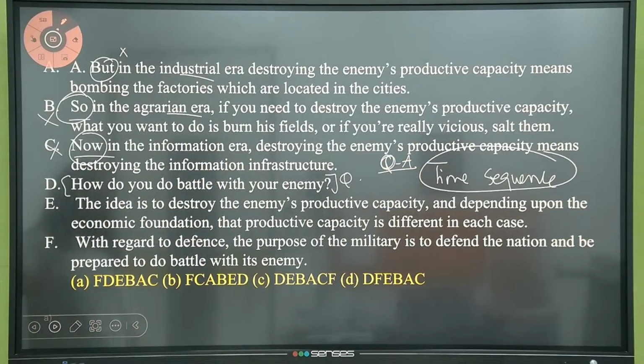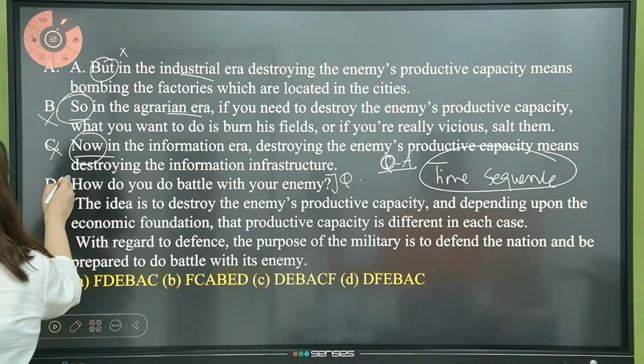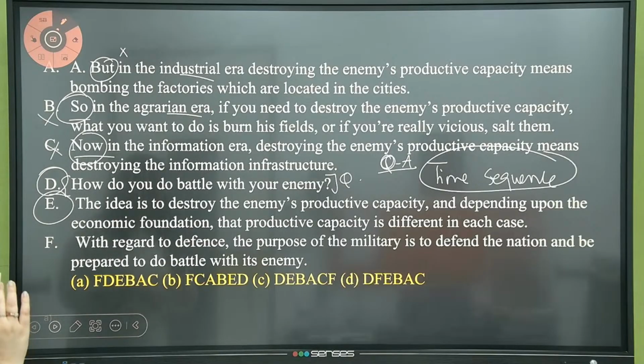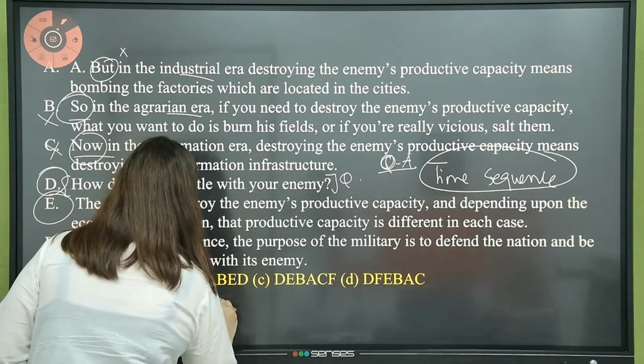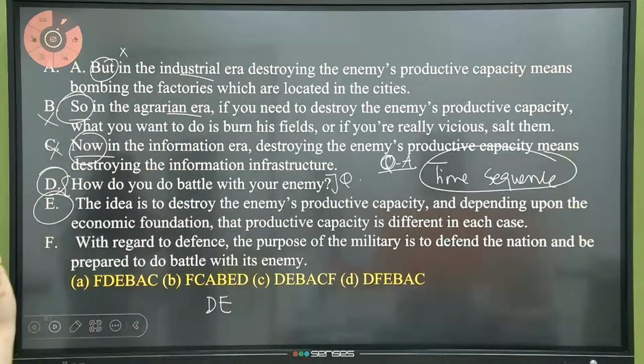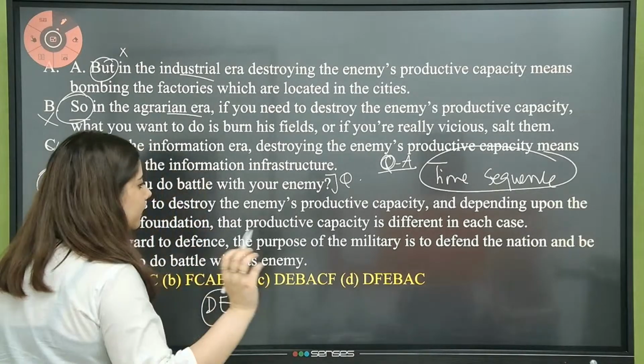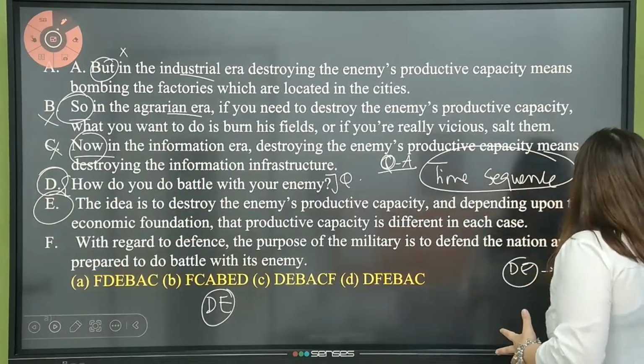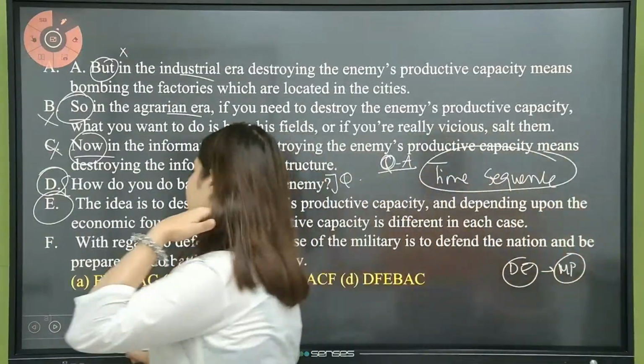How do you battle with your enemy? The idea is to destroy the enemy's productive capacity, and depending upon the economic foundation, that productive capacity is different in each case. So this is my question and this is my answer. So D and E for sure form a mandatory pair. This I am sure about. I have one clue. What is that clue? That D and E form a mandatory pair.